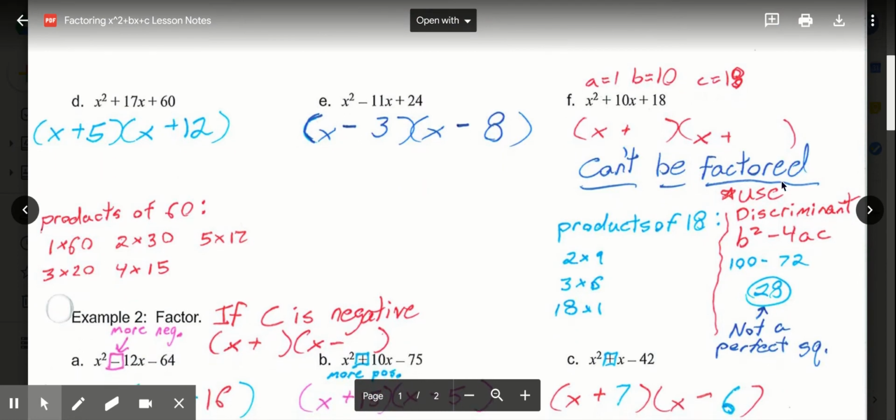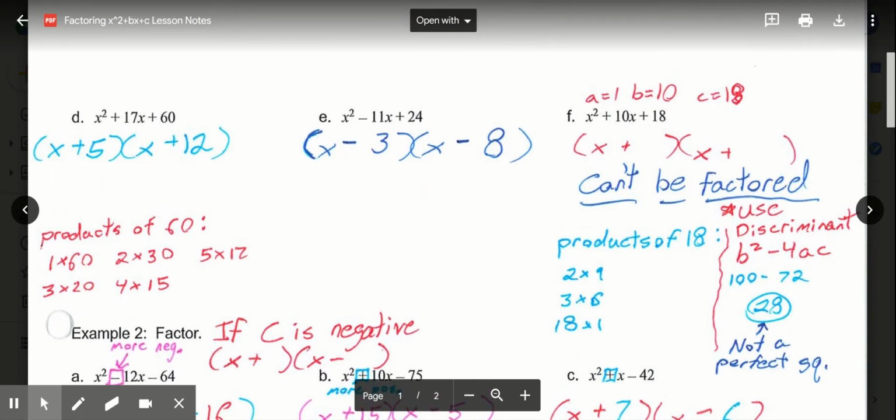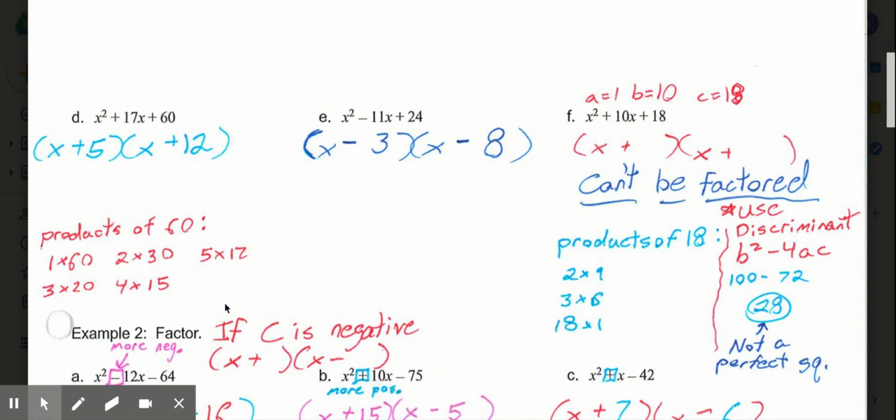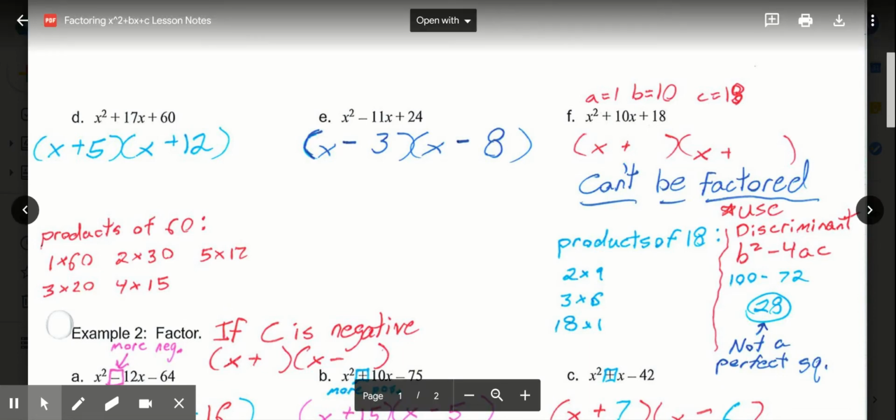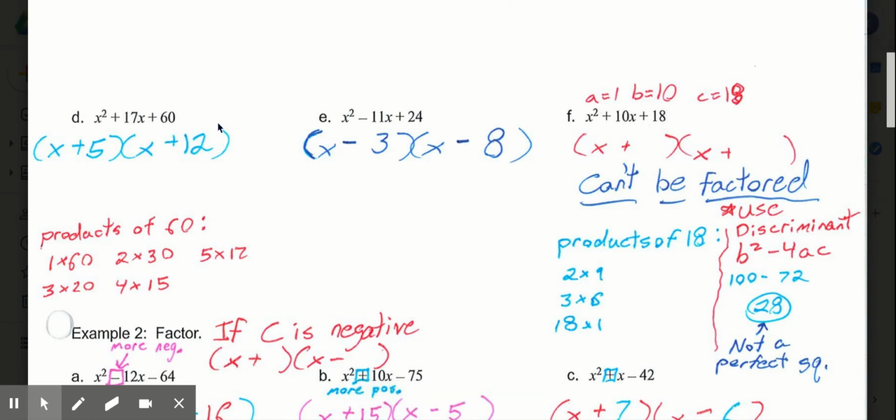So then D, E, and F. In D, x squared plus 17x plus 60. So again, we're thinking about products of 60. So we have 1 and 60, 2 and 30, 5 and 12, 3 and 20, 4 and 15. Well, which of those options add to be 17? 5 and 12 add to be 17. So our factored version would be x plus 5 times x plus 12. And again, you can reverse that order and write it as x plus 12 times x plus 5 if you prefer.